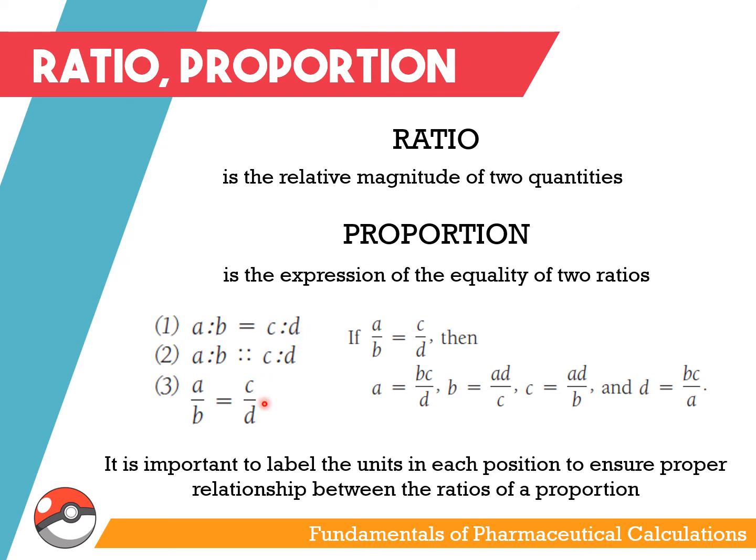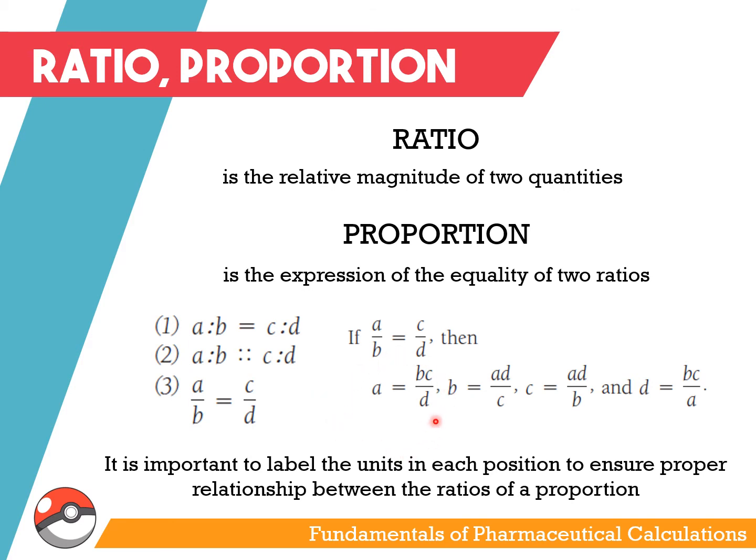So 1, 2, 3 are all similar. They are the same. Going here, if A over B is equal to C over D, then you'll have these. It is a required skill that you know how to derive formulas, because if you do, everything would be so much easier. So how did we arrive at this formula? First, let's find A.